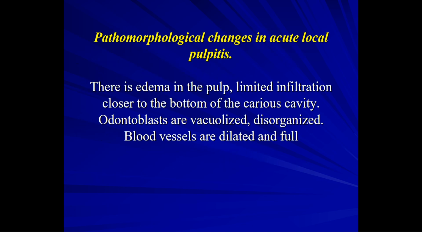Just a few words about pathomorphological changes in acute local pulpitis. There is edema in the pulp, with limited infiltration closer to the bottom of the caries cavity. Odontoblasts are vacuolized and disorganized, and blood vessels are dilated and full.